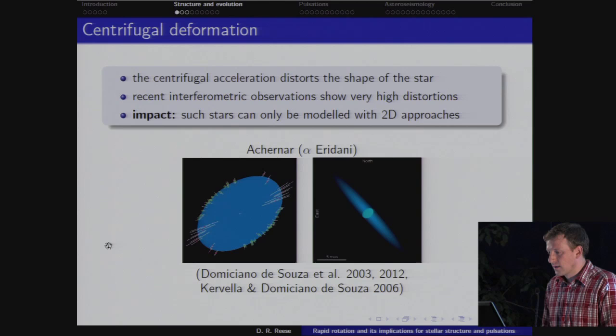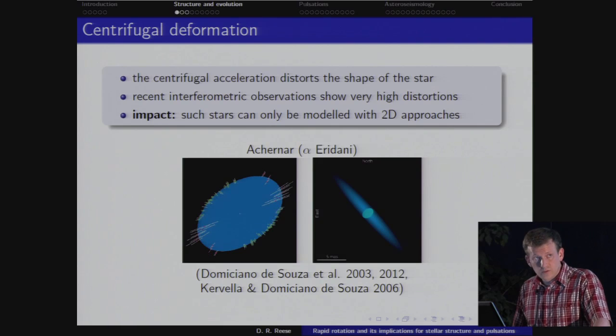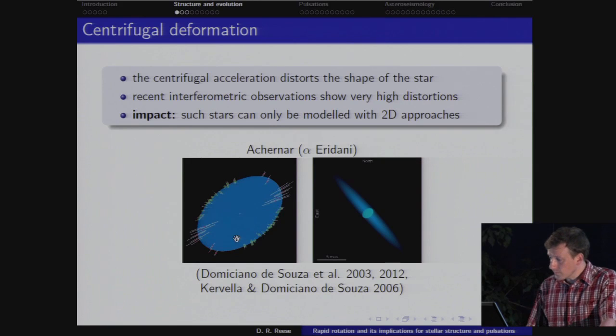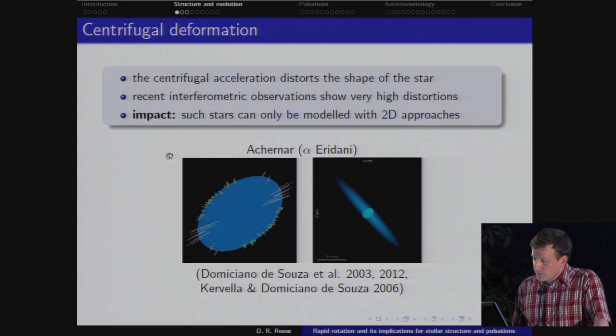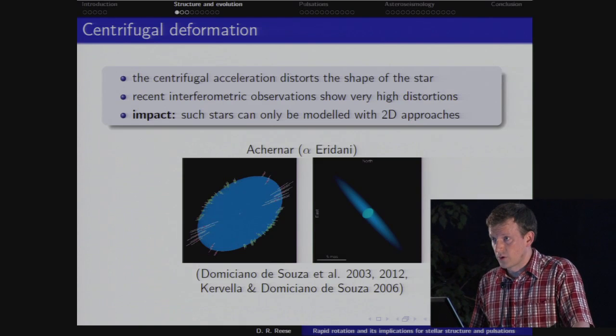Okay. So one of the first and most obvious effects of rotation is centrifugal deformation. So this distorts the shape of the star by making the equator bulge. And this has been confirmed with recent interferometric observations, which show that some stars can be highly distorted, such as Achernar, which you can see in these two interferometric reconstructions. And this means that to model these stars properly, you can only do it with a two-dimensional approach.